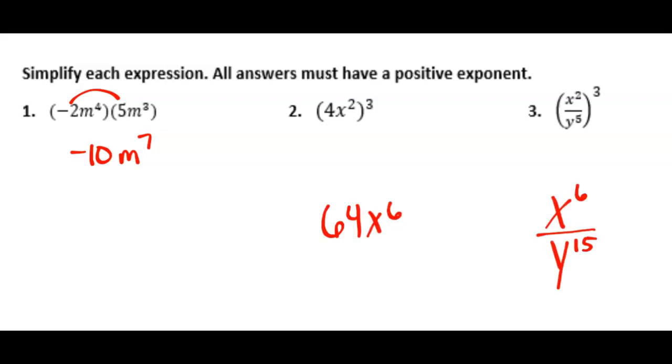Okay, for number 2, you should have got 64x to the 6th. How did I get 64? Because my 4 has to be cubed also. And then my x would be 2 times 3. 4 cubed is 64. Okay? For number 3, you should have distributed that in and got x to the 6th, y to the 15th.